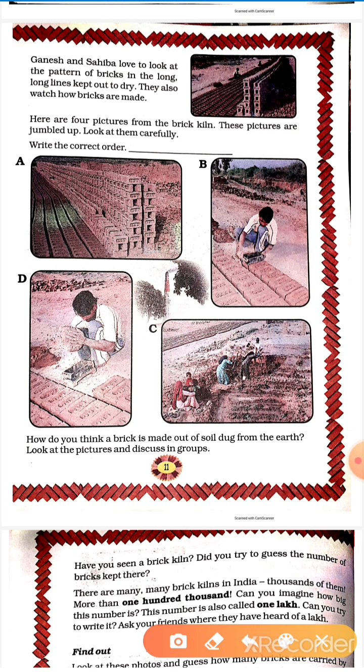C1. This will come first. Why? Because the bricks which are made, they are made from the soil. First they are digging out from the earth.